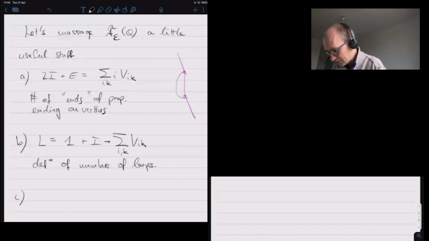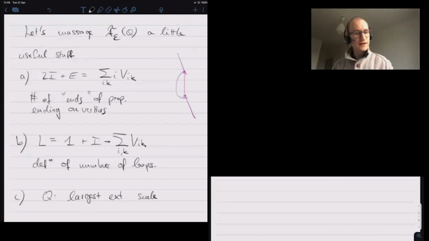And then the largest external scale, well, this is just what we called Q. I said this before, but Q is what we call the largest external scale. In order to see this, you should have a bit of patience, just a few minutes. Largest external scale.